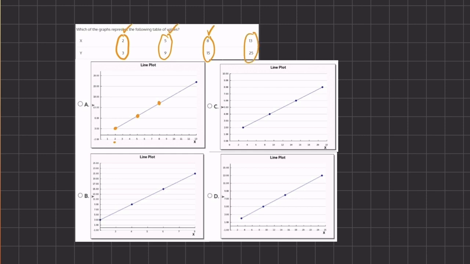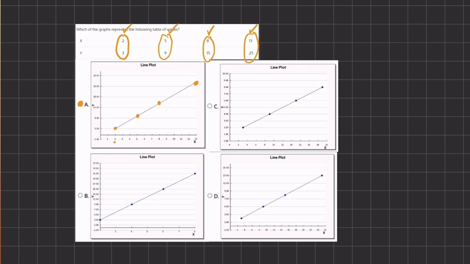And now we're going to move on to our last point, (13, 25). So if we go to our x-axis, 13, up to 25, we have a point over here. And that means that A represents all of our table of values perfectly, and therefore A will be our final answer. And now let's quickly see why B, C, and D are incorrect.